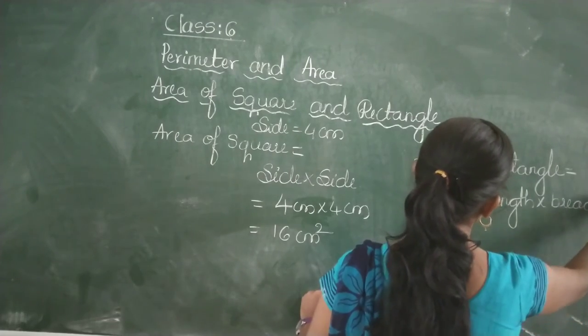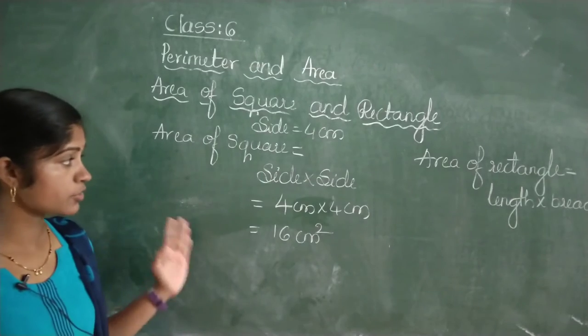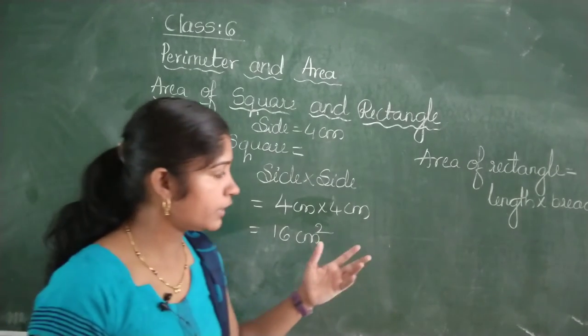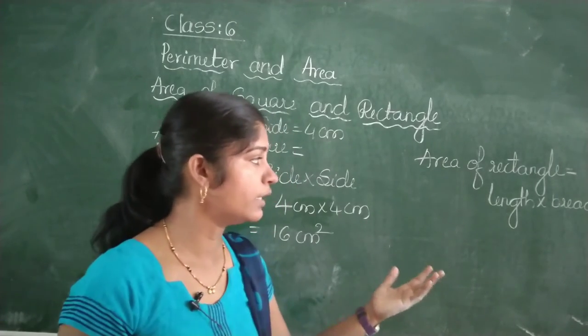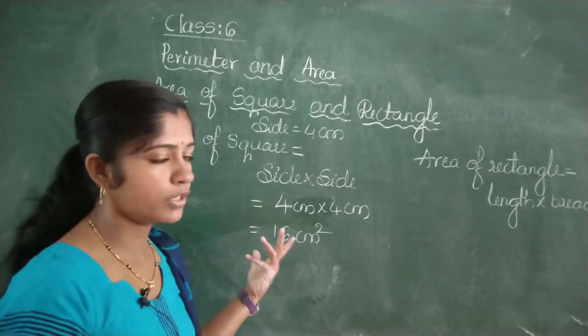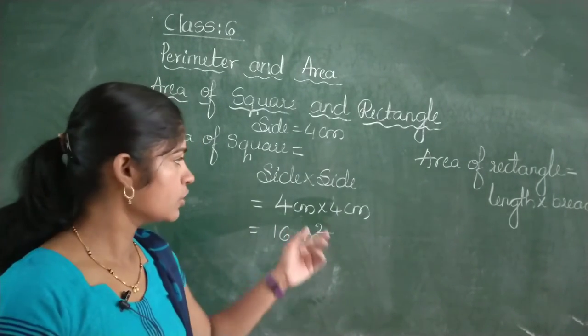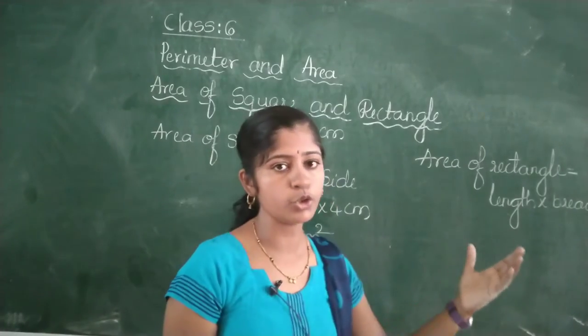Already you know the properties of square and the properties of rectangle. In square all sides are equal and all angles are 90 degree. In rectangle opposite sides are equal. So we have to differentiate here length into breadth. In square we can't differentiate whether it is a length or breadth because all sides are equal. So the formula is side into side, and here length into breadth.